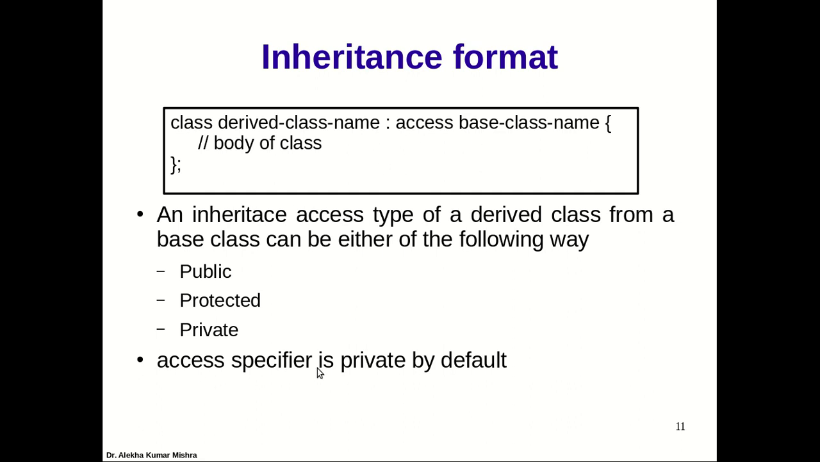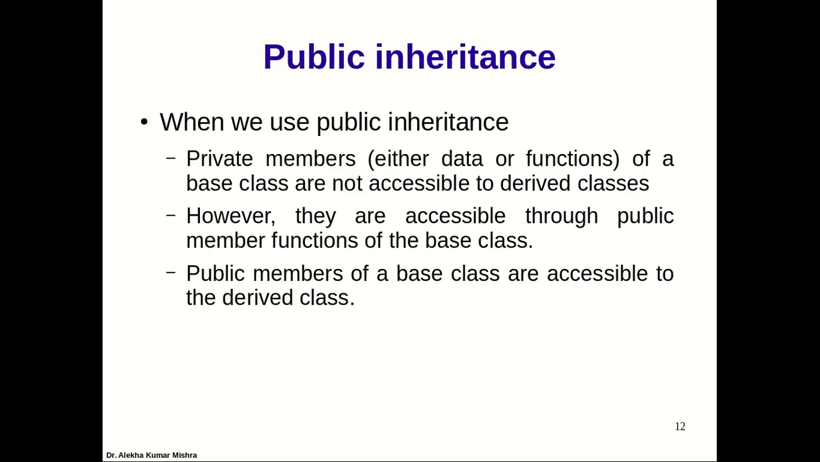So we have three types. We'll see in the subsequent slides how they are different. When we do private inheritance, what happens? When we do protected inheritance, what happens? What happens to the members? And when we do public, what happens? We'll see how these different types differ from each other.